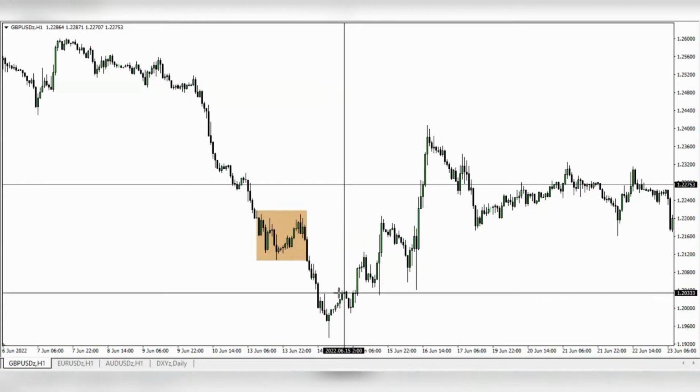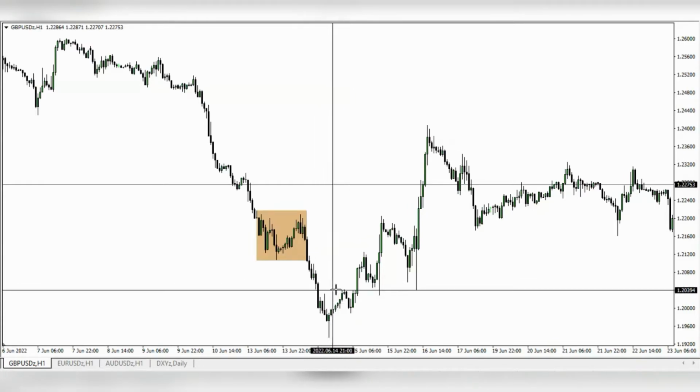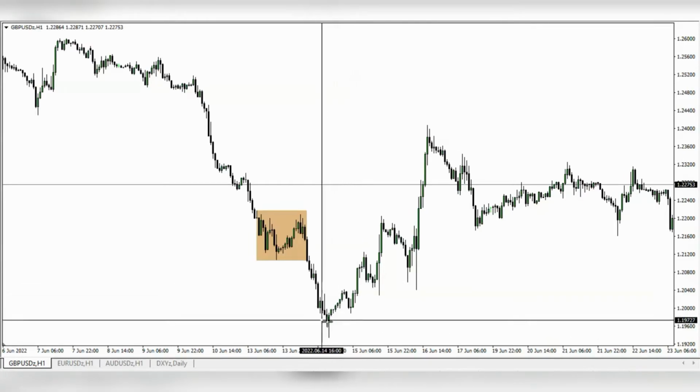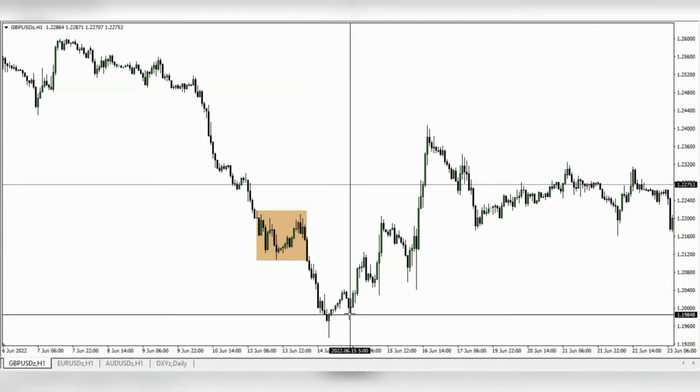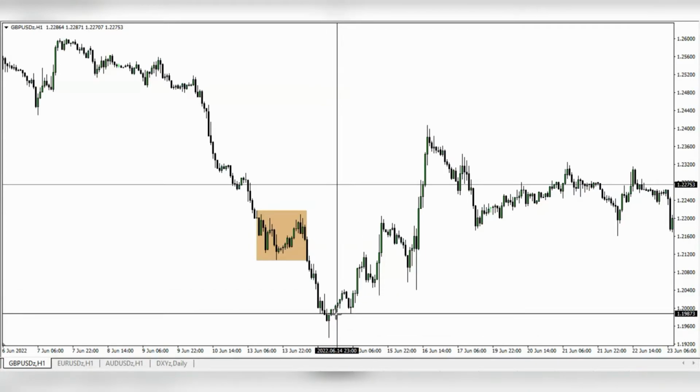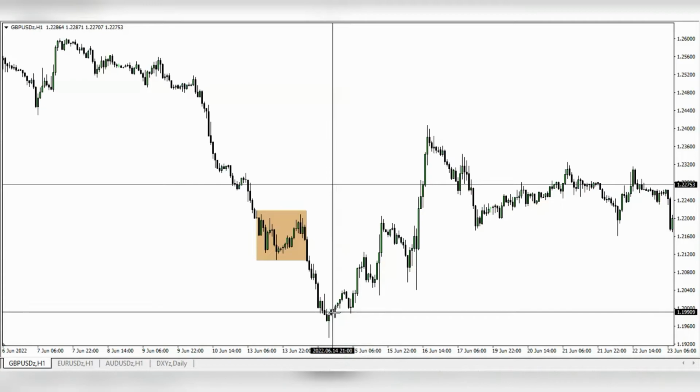All of a sudden, we saw a break of structure right here. And what happened? Price accumulated. This is an accumulation right here. Double equal highs right here. Price failed to go lower, just stayed upon this order block right here.